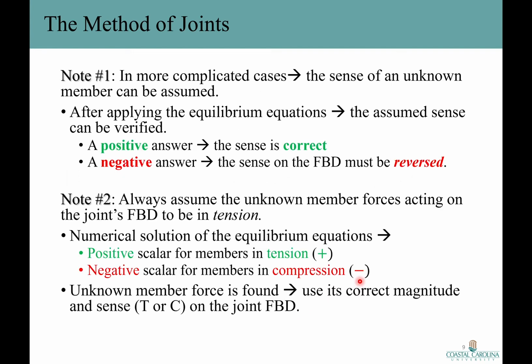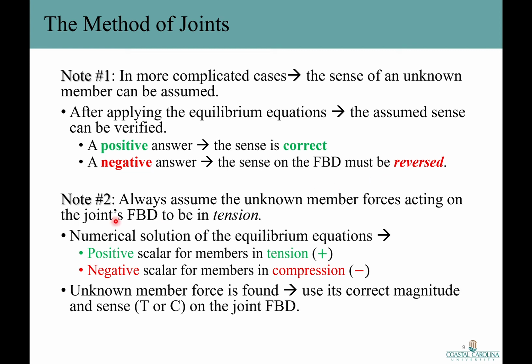Okay, so two very important notes. Number one, in more complicated cases, when we can't do the inspection easily, the sense of an unknown member force can be assumed. Then after applying the equilibrium equation, the assumed sense can be verified from the numerical results. A positive answer means that the sense that we assumed is correct, and a negative answer indicates that the sense that we assumed on the free body diagram is not correct and must be reversed. So if we assumed it's in tension, it should be in compression, and vice versa.